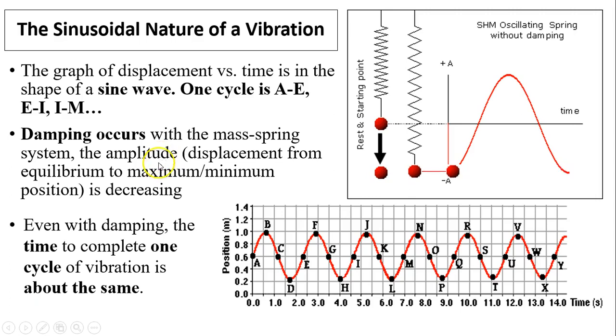Damping occurs. Damping means the spring is eventually going to stop. As you see, it started from 0.6, then went to 1, and when you get to about 14 seconds, it doesn't reach 1 anymore. That's called damping. And even with the damping, the time to complete one cycle is about the same. A to E, the first cycle, is about 2.3 seconds. Let's take a look at the last cycle, from a little bit over 11 to a little bit over 13. So it's also about the same. The cycle time is about the same, even with damping.